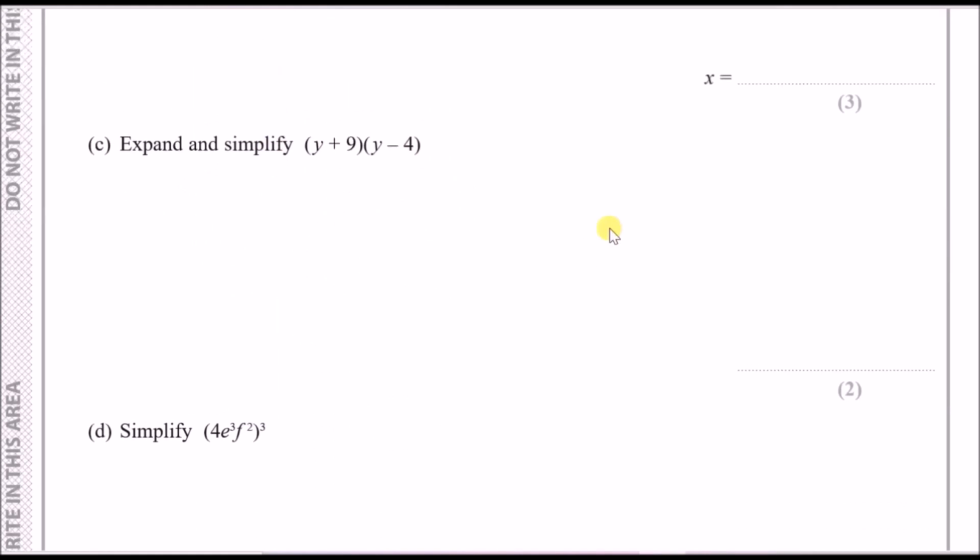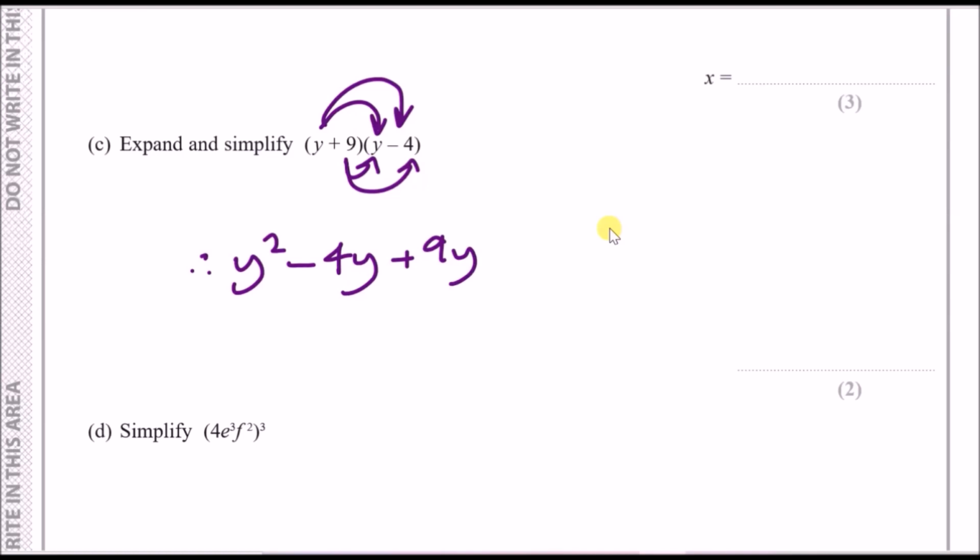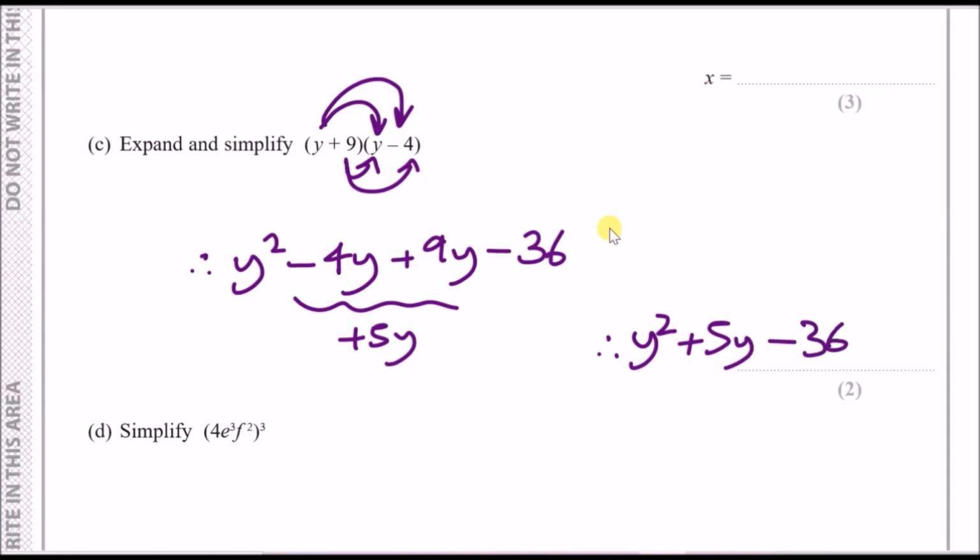Just draw some arrows. All we want to do is y times y, y times minus 4, 9 times y, and 9 times minus 4. When you do that, y times y is y squared, y times minus 4 is minus 4y, 9 times y is plus 9y, and 9 times minus 4 is minus 36. And then you just collect the like terms. Look at minus 4y and plus 9y. Combine these two, you get plus 5y. And therefore, we put the answer here. Our solution will be y squared plus 5y minus 36.